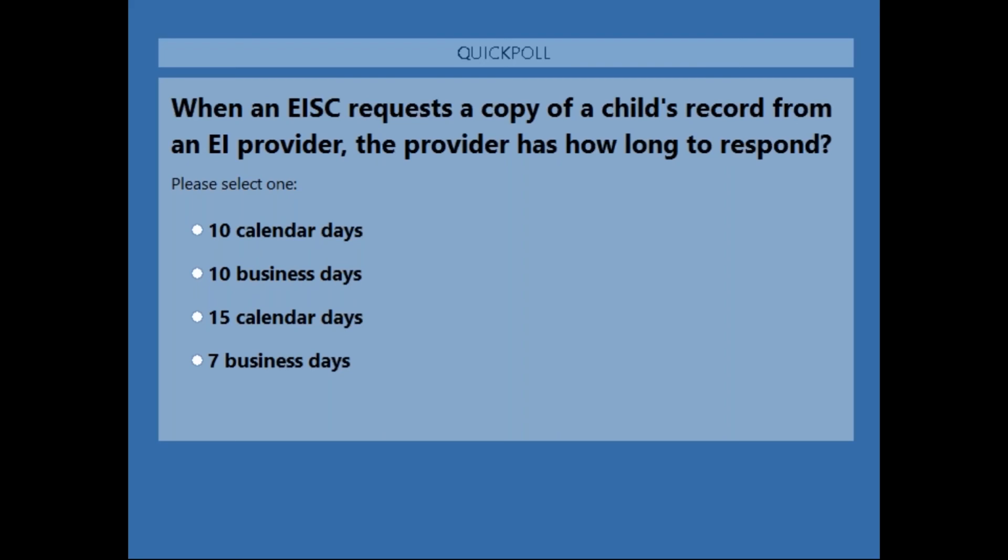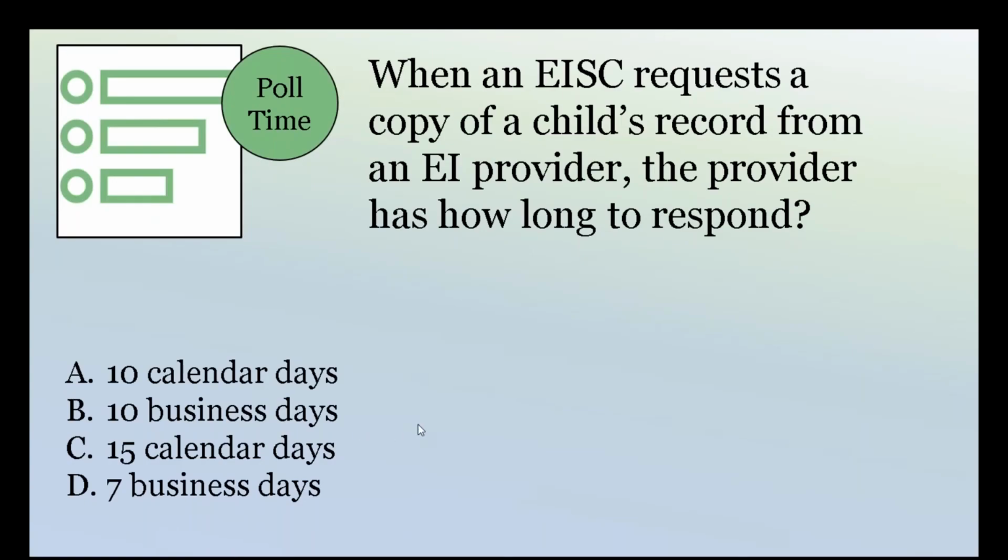The 10 business days is winning now by a little bit. Give you a few more seconds to respond. And this is rule P or O? Rule O. All right, so I'm going to go ahead and close that poll. So it looks like we had 44% thought it was 10 calendar days and 52% 10 business days.